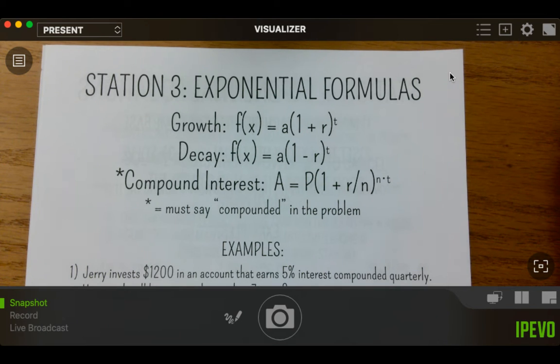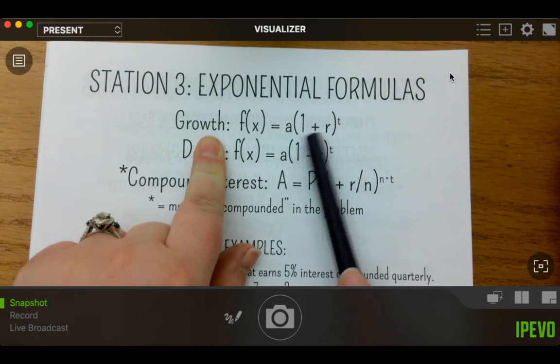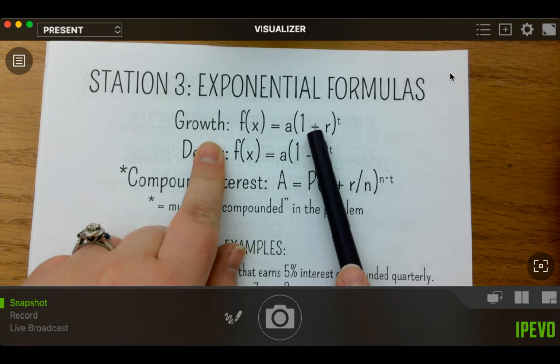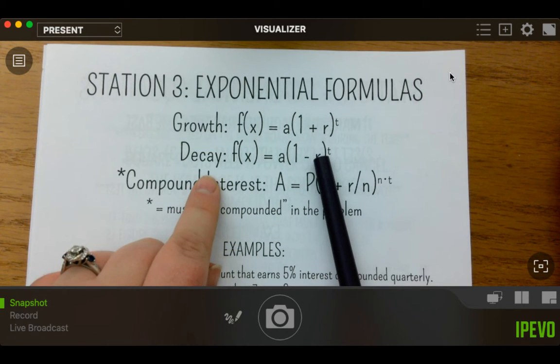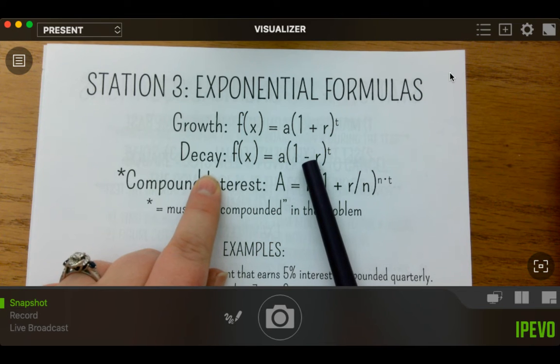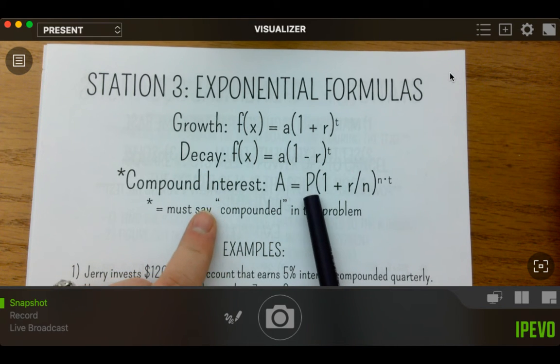Welcome to the Station 3 review video, exponential formulas. So there are three formulas at the top. Growth means that the problem is increasing, so it is 1 plus the rate inside. Decay is 1 minus r because it's going down. And then there's this last one. This last one is unique.